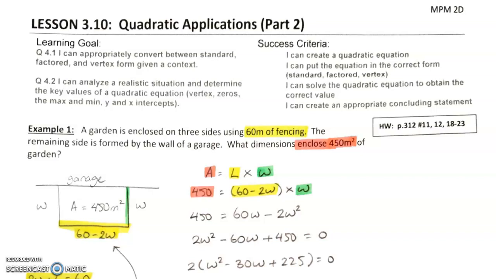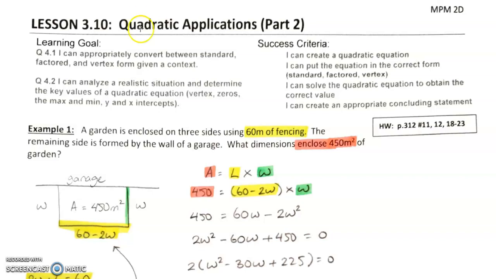This is our last lesson in the quadratic algebra unit. This is 3.10, which is on quadratic applications part 2. So exactly the same as the last video, but we're just doing different examples now, where we're going to, number one, decode the word problem so that we can create a quadratic equation. Number two, we're going to expand and simplify that equation so that it's in a form where we can then factor. And then number three, we're going to solve.